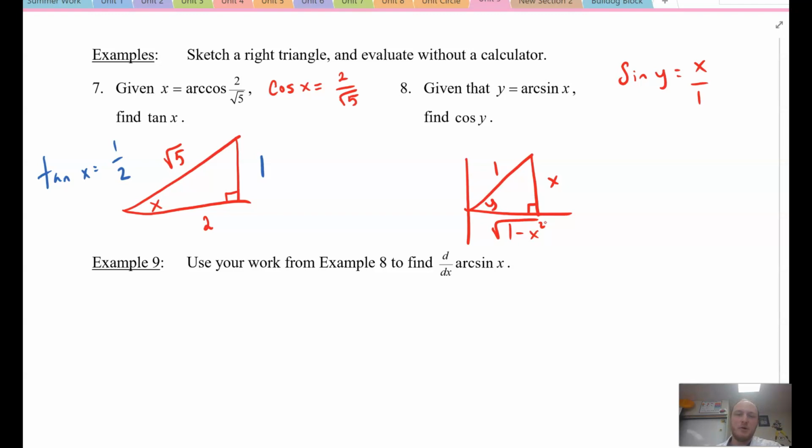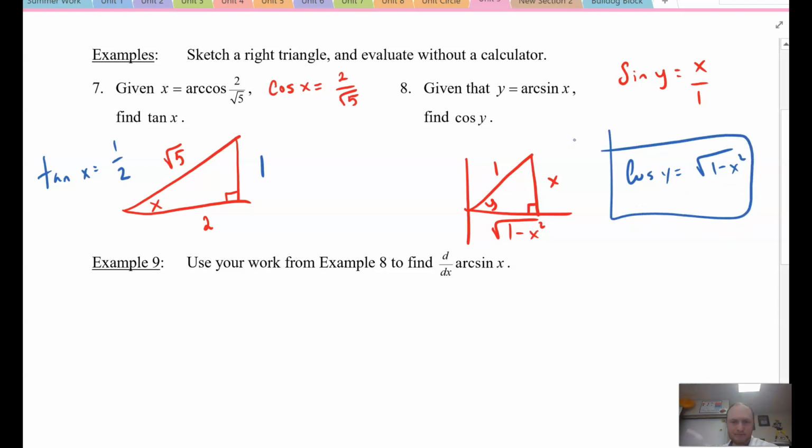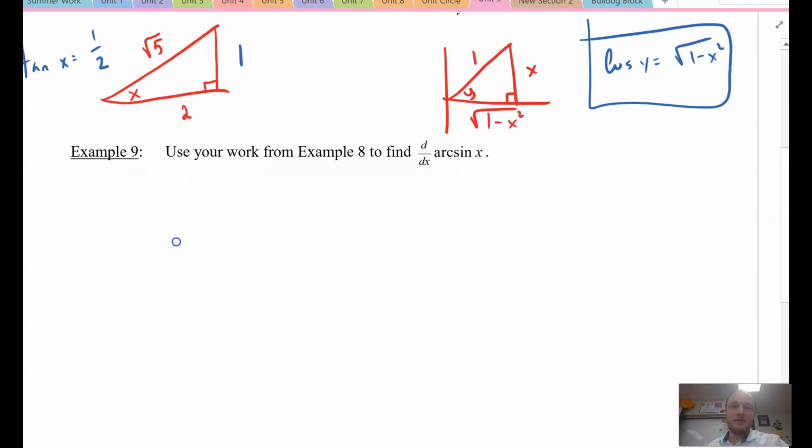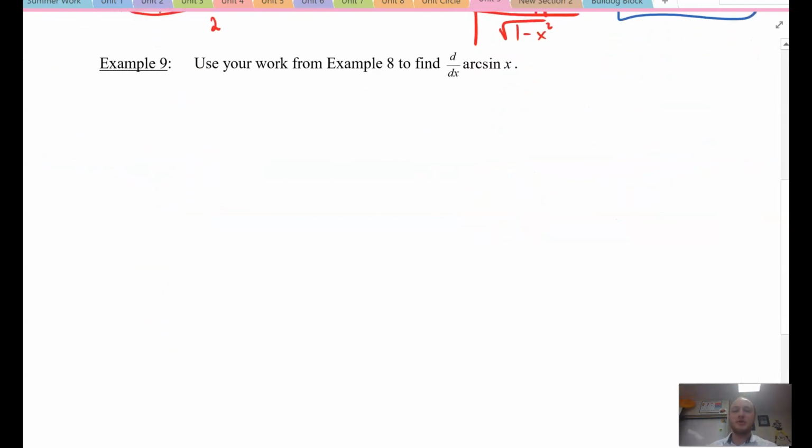Okay, so they want us to know what is cosine of y. Well, cosine of y is equal to the square root of 1 minus x squared all over 1, right? Or we can just say, hey, it's that. All right, there's cosine of y. So what's the point? This is kind of like math 1 stuff, math 2 stuff. Well, here, they want us to use our work from example 8 to find the derivative of arc sine of x.